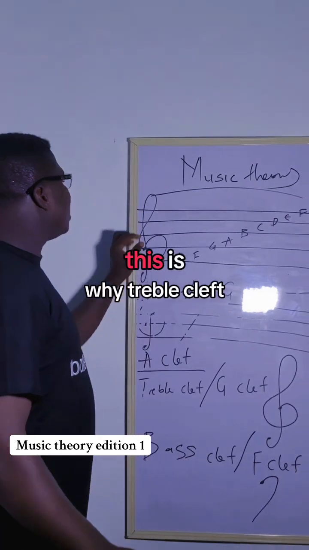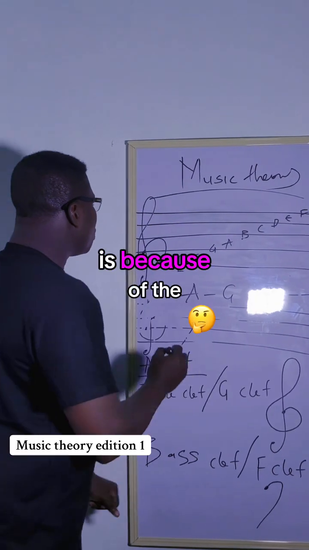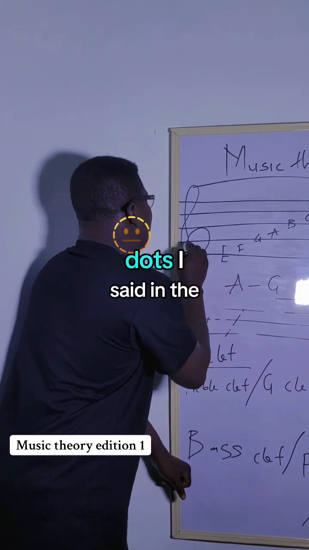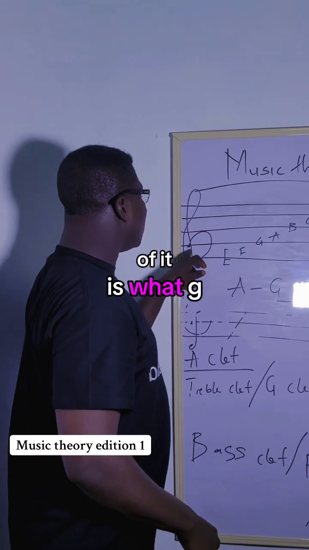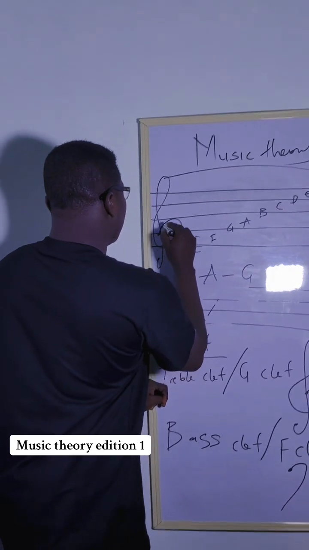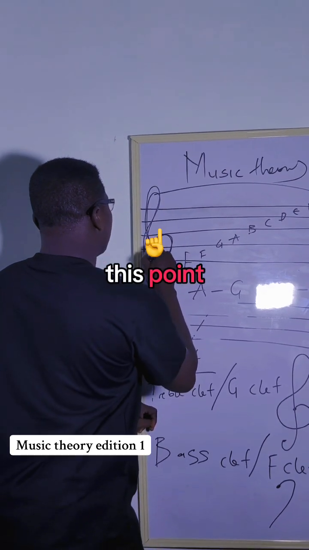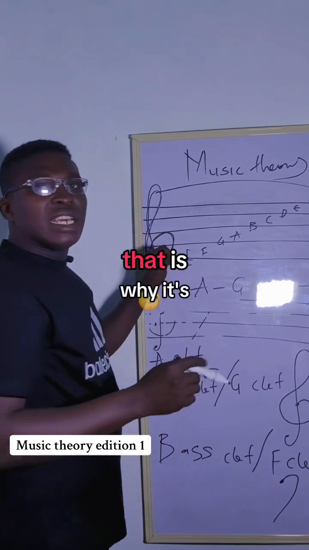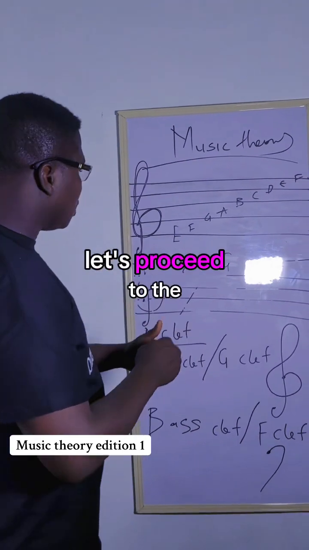Now note this. The reason why a treble clef is called G clef is because of the starting point in constructing it, this dot. I said it the other time, take note of this dot. The starting point of it is G. This dot relies on G. That is why it's called G clef.